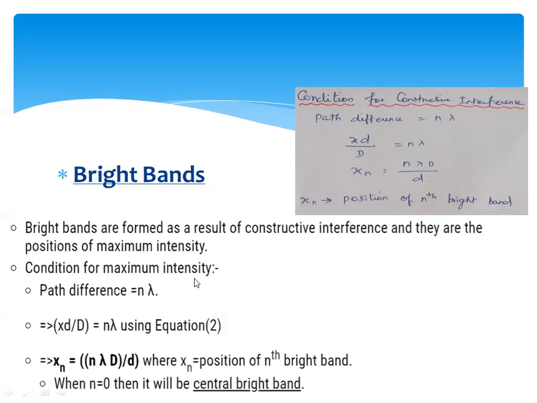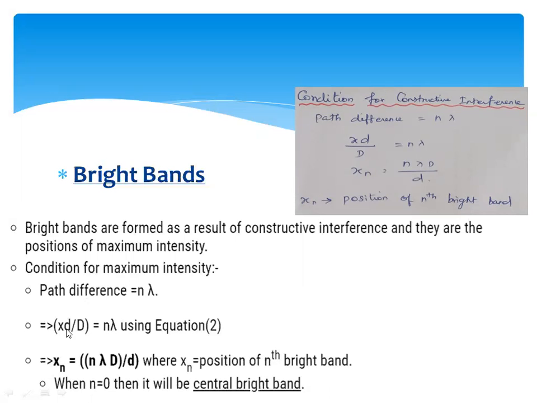The condition to get the maximum intensity is that the path difference should be an integral multiple of lambda, as we have already studied. So here the path difference is equal to an integral multiple of lambda. That is the condition for maximum intensity to get a bright band. In the last video, we found the value of the path difference. It is xd by capital D. Just check the last video once again and you can recall how to find the path difference xd divided by capital D.